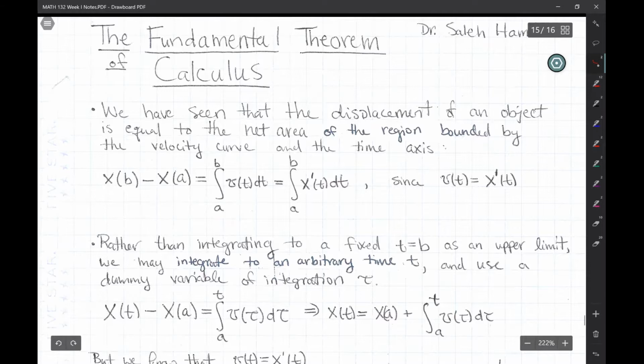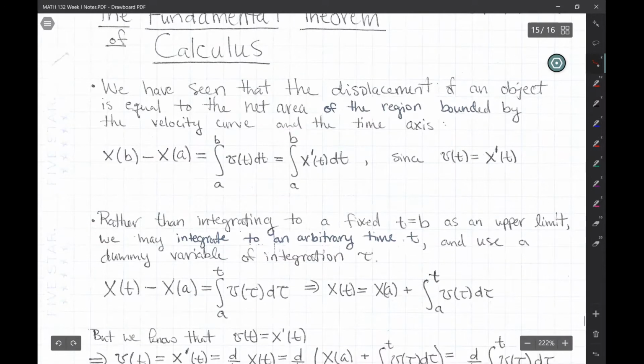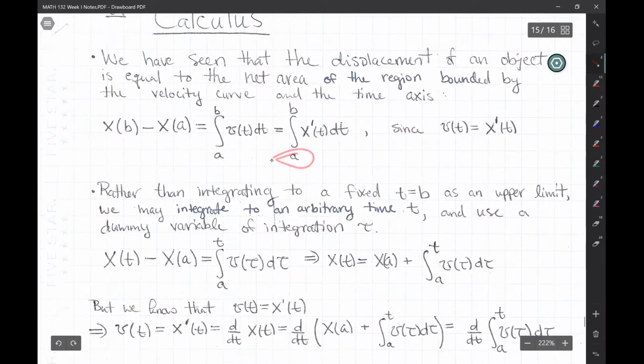Well, here we're integrating from a fixed time A to a fixed time B. What if instead we choose to fix A, so we start our integration at some fixed A, but instead of a fixed B, we just integrate to some arbitrary time t. Okay? Now t is fixed there, it's just an arbitrary time, but it's fixed. We just don't give it an exact value. B, you could think about it as an actual number, 3, 4. T is just a symbol representing a fixed time.